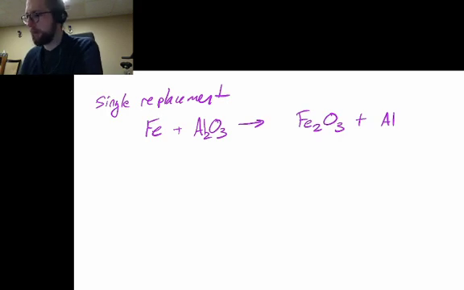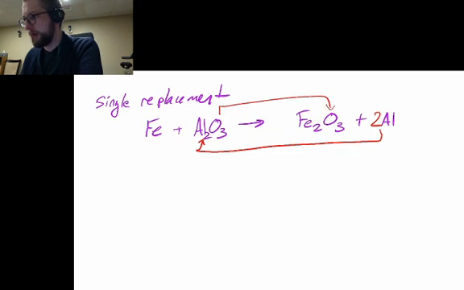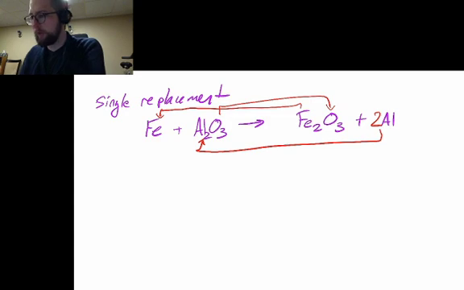And then we look for a balance. We double check. We have only one aluminum here, and we have 2 aluminums over here, so I'm going to put a 2 in front. And then I have 3 oxygens and 3 oxygens, so that's good. And then I'm going to check my iron, and I have 2 irons, so I'm going to add a 2 in front.